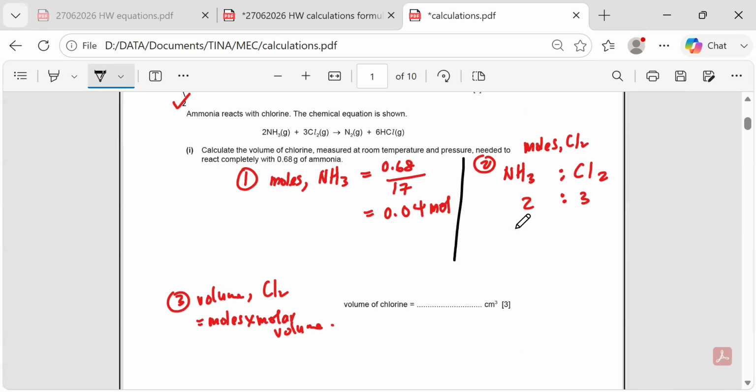Okay, if this one is 0.04, how much is chlorine? 0.06. So then you take 0.06 multiply what is the molar volume? 24,000. Why do I use 24,000? Because here it is cm cube. Get it?